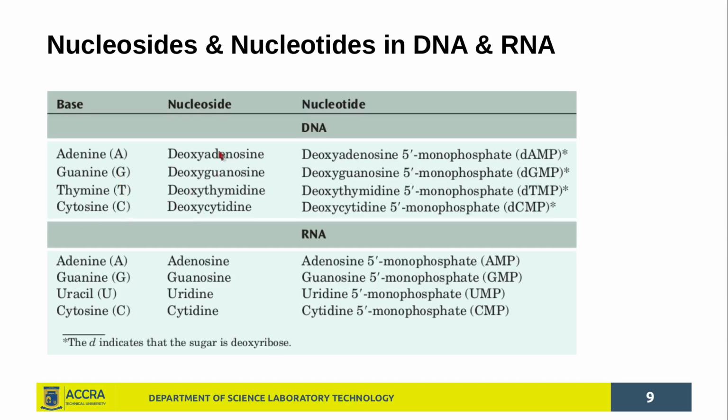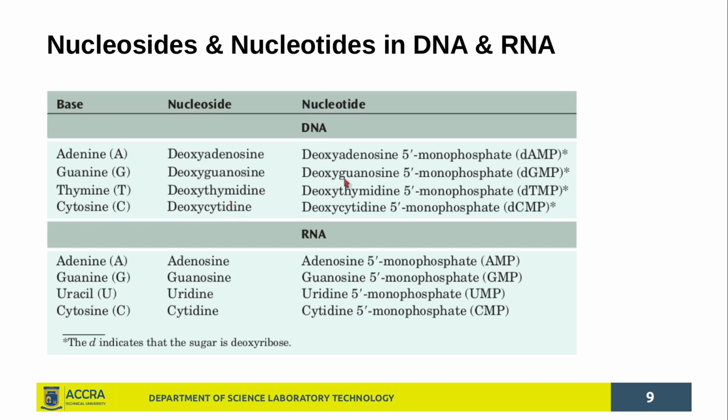Now, without the phosphate group, you have a nucleoside. The nucleoside that is formed with the base adenine is deoxyadenosine. Remember, the sugar which is present in DNA is deoxyribose, and thus the nucleoside is deoxyadenosine. For guanine, it is deoxyguanosine. For thymine, deoxythymidine. Whilst for cytosine, you have deoxycytidine.